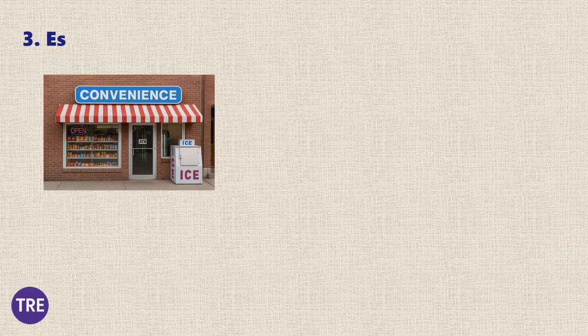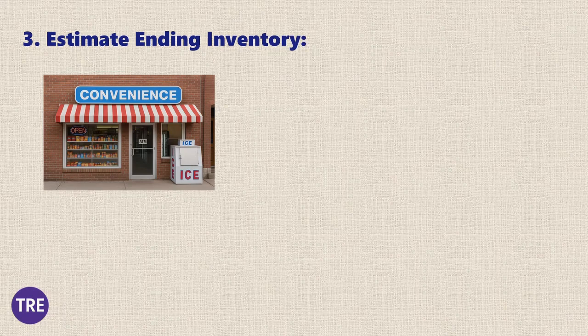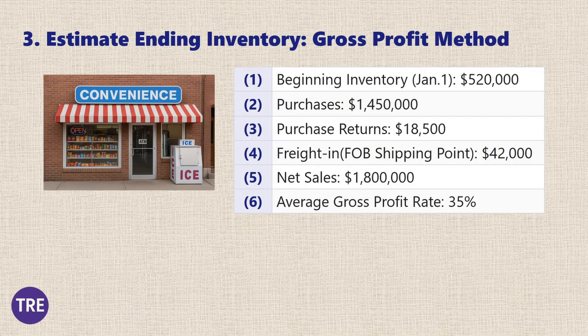In this next example, we'll estimate ending inventory using the gross profit method, a simpler but less precise approach compared to the retail inventory method. Imagine this small convenience store at the corner of your neighborhood. At the start of the year, it had $520,000 of inventory, and during the first quarter, it purchased $1,450,000 of goods, with $18,500 in returns and $42,000 in freight-in costs.